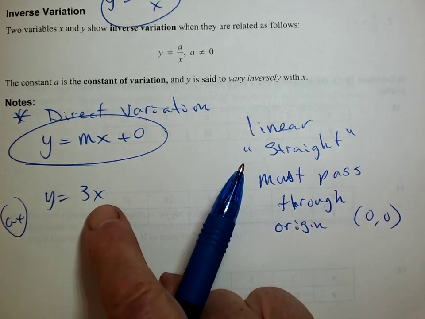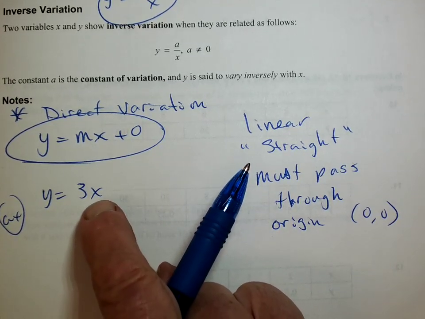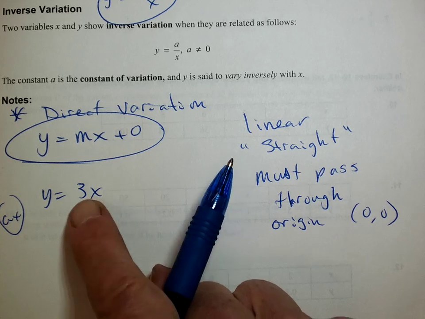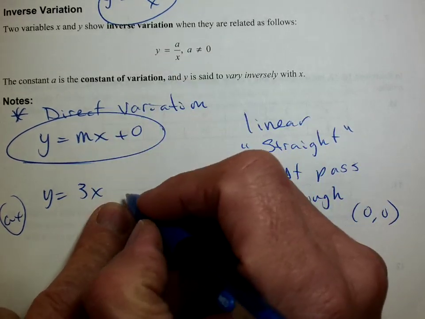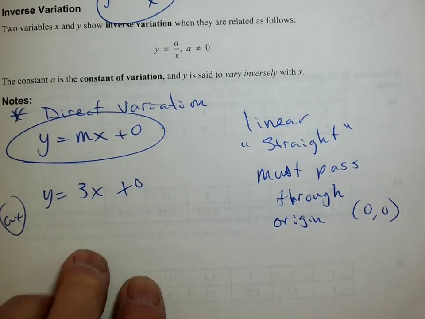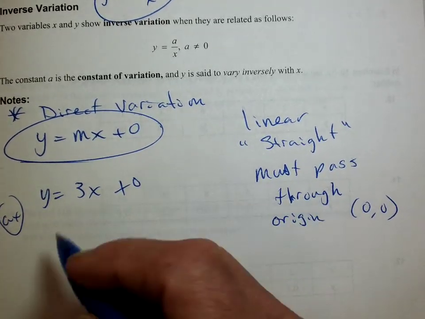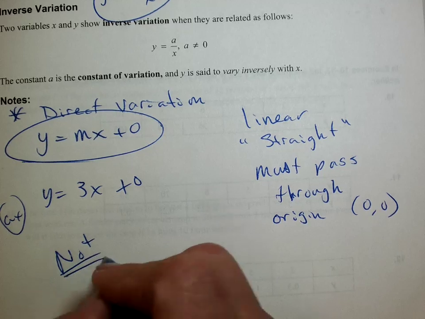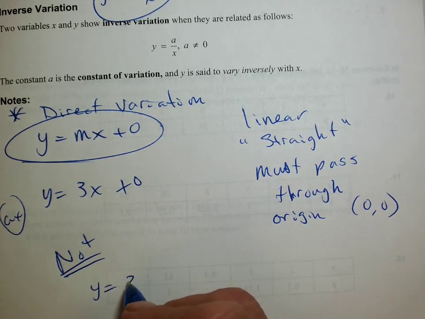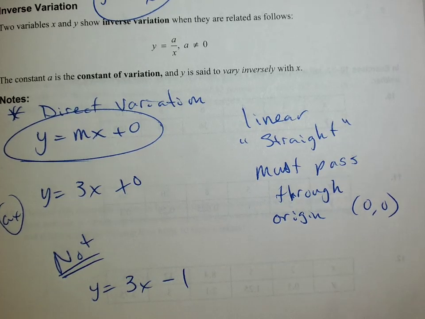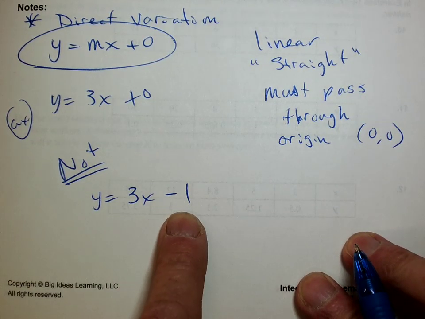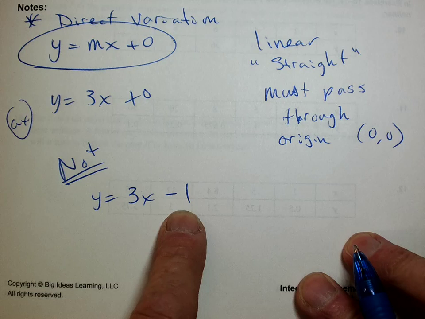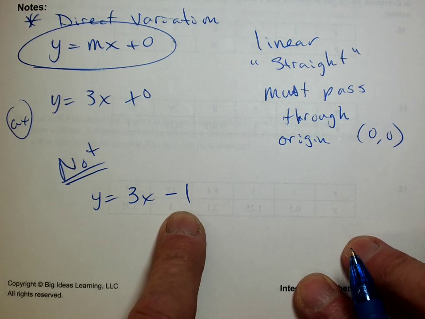As x gets bigger, as x becomes 1, 2, 3, 4, y becomes 3, 6, 9. And it does start at 0, so this is definitely direct variation. This one's not. y equals 3x minus 1 is not, because it doesn't go through the origin, okay? It has to go through the origin, right? So if it doesn't go through the origin, it's not a direct variation.